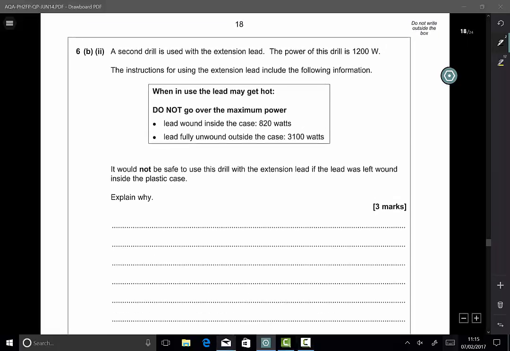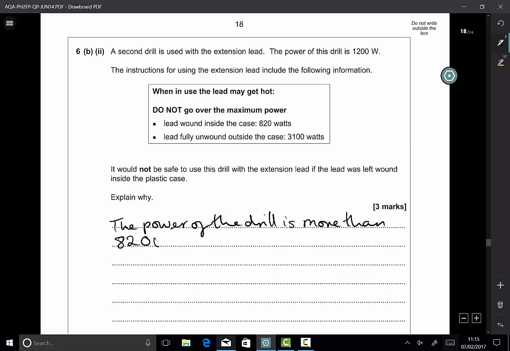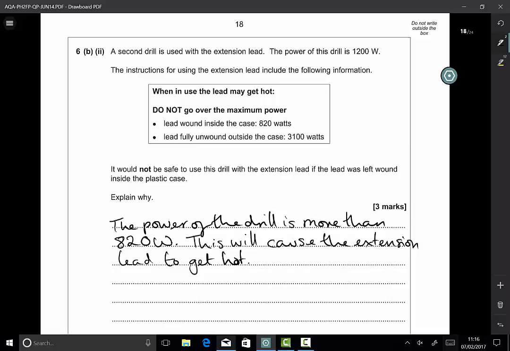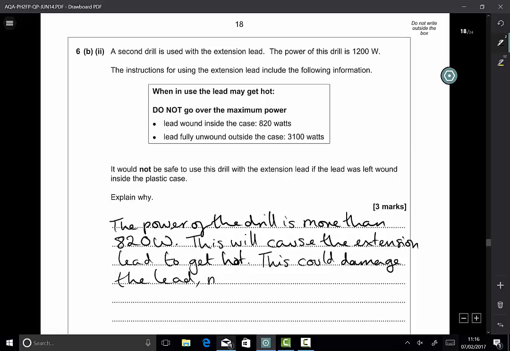So we're probably going to get a mark for saying the power of the drill is more than 820 watts. This will cause the extension lead to get hot. And what's the effect of it getting hot going to be? It could damage the insulation. This could damage the lead, making it unsafe.